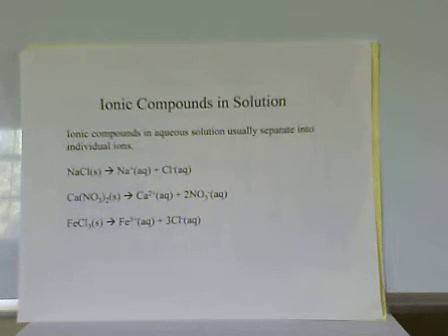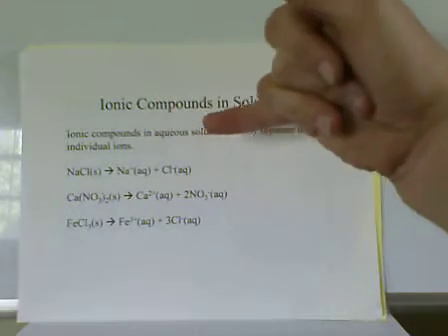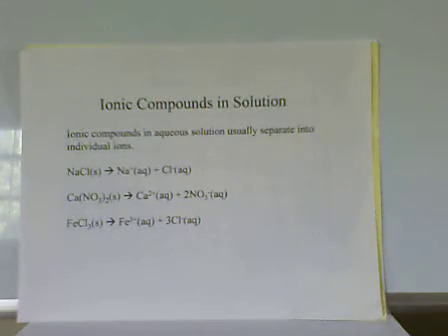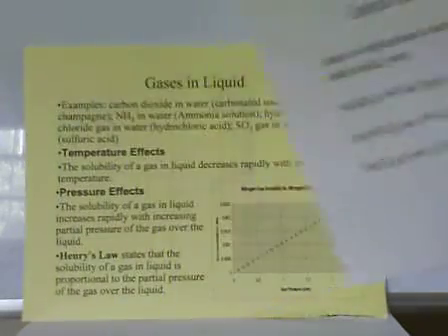When we dissolve ionic compounds in solution, the ions generally separate into the individual ions. So table salt separates into sodium ions and chloride ions, and these are held separate by the solvent cage of the water molecules.